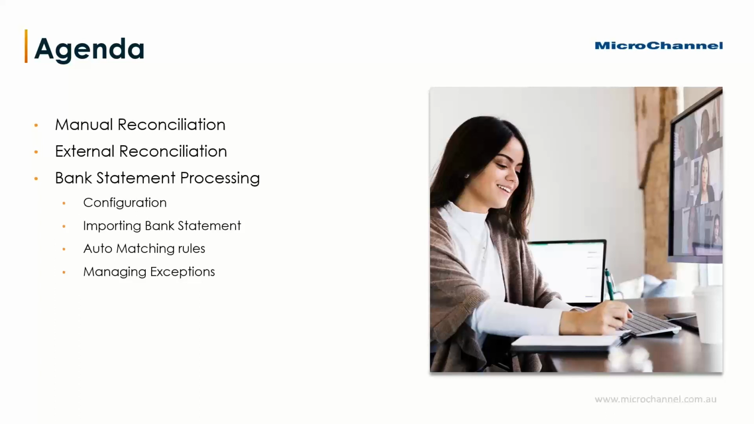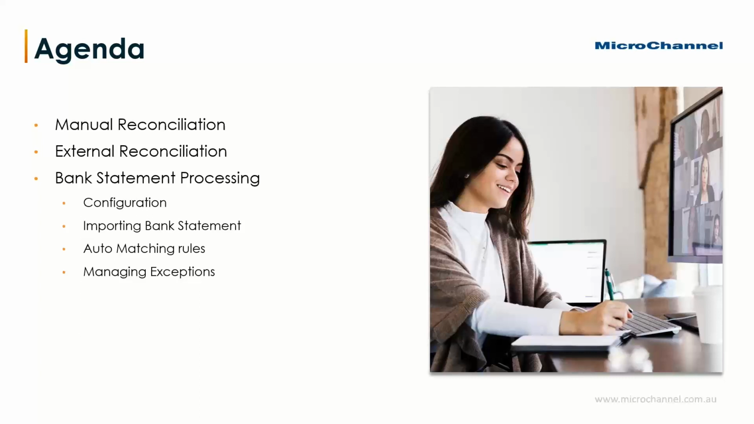So the manual reconciliation process expects you to have a paper-based bank statement, and what you do is you go into the system, you enter in the closing balance of that bank statement, you put in the date, and then you start going in SAP. It'll give you a list of transactions that are not reconciled, and you start marking them off. That's the manual reconciliation process.